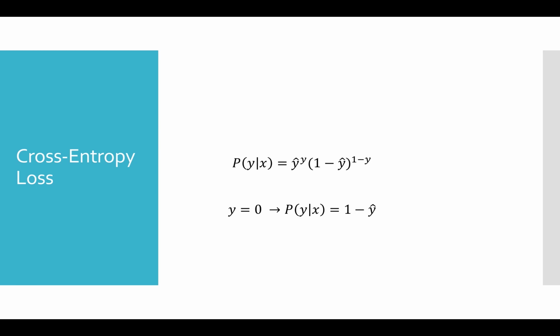Well, if we plug in 0, if we say that the label is 0, then we get the probability of y given x as 1 minus the prediction, which is exactly what we were talking about before. We defined the probability of y given x to be 1 minus the prediction in the case that y was 0. And if y equals 1, then we have the probability of y given x as y hat, the prediction, which is exactly what we defined earlier when we were trying to make z a probability and make sure the probabilities sum to 1.